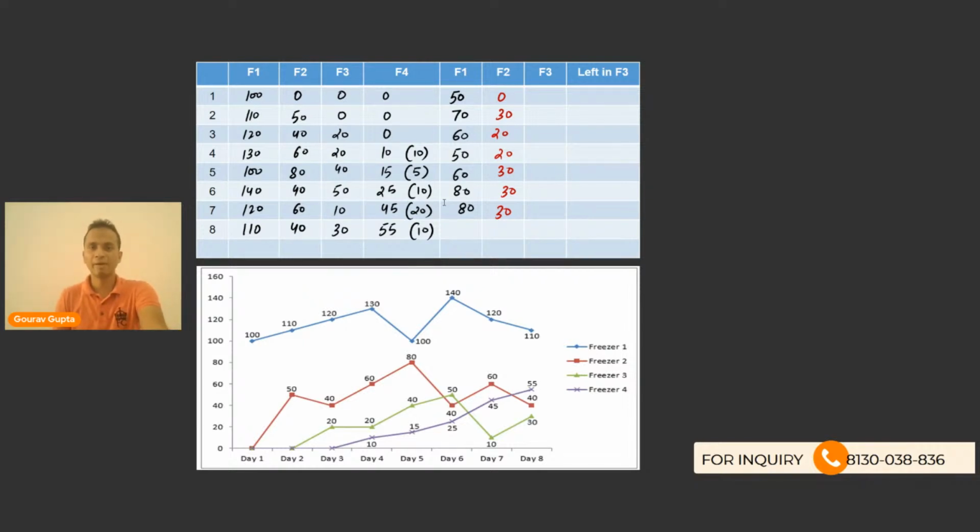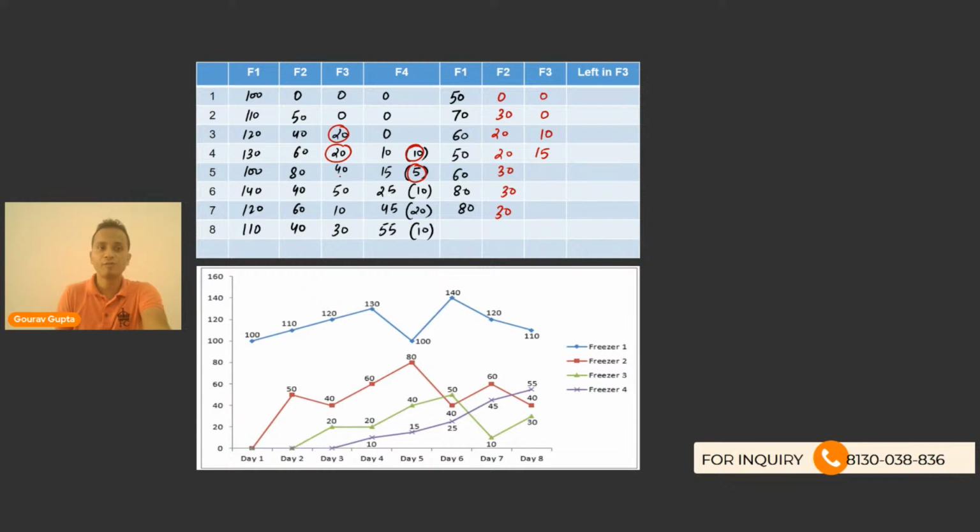All right. Am I clear to all of you? So now let's again find out the number of tubs sold from freezer number 3 on every day. So 0 on day 1, 0 on day 2. Then on day 3, it will be 20 minus 10, that is 10 tubs. On day 4, it will be 20 minus 5. It will be 15 tubs that will be sold from F3.